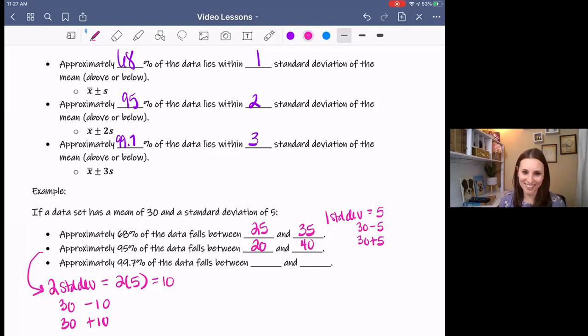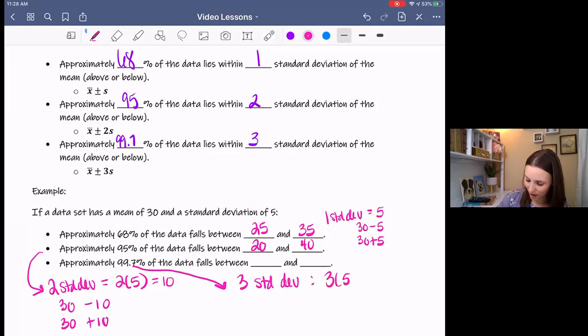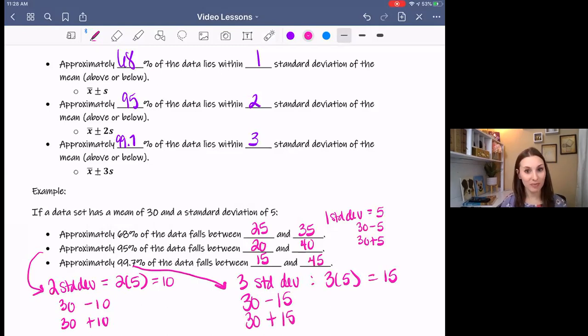And then 3 standard deviations is 3 times 5, which is 15. So if we go 3 standard deviations below the mean, and then 3 standard deviations above the mean, we end up with those ranges.